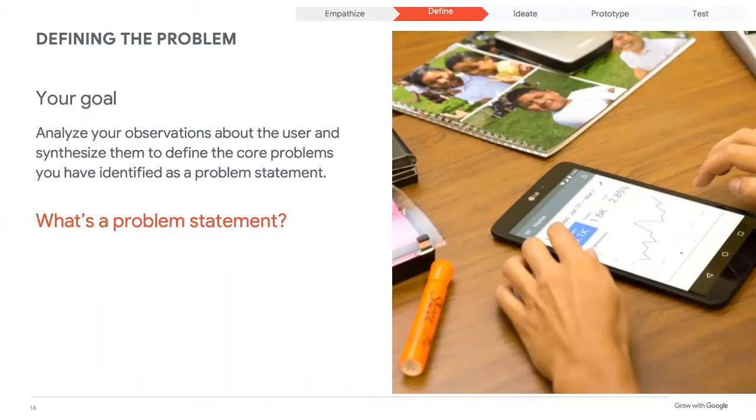So, what is a problem statement and why do we need it? The problem statement will be a succinct statement that clearly organizes one, the characteristic of the user, two, the user's needs or the core problem you just identified, and three, the insight into why the user is experiencing this need. Developing a problem statement is critical in the design thinking process. So let's look at an example.